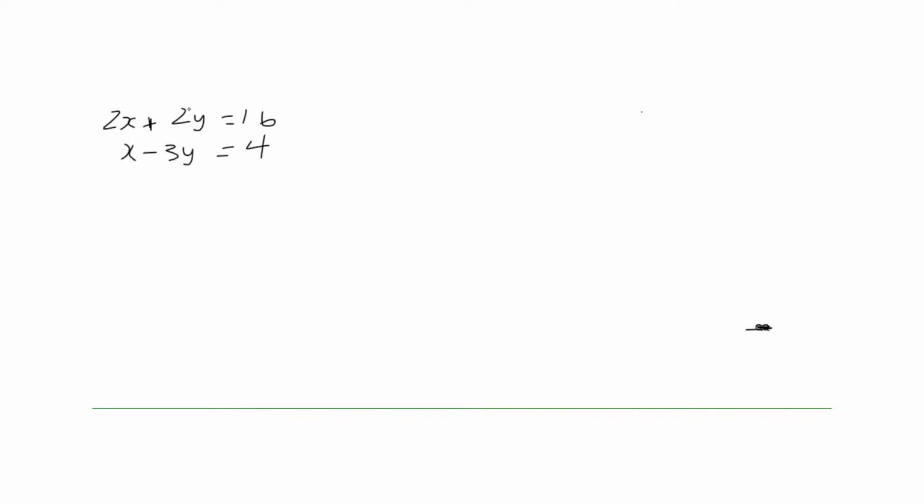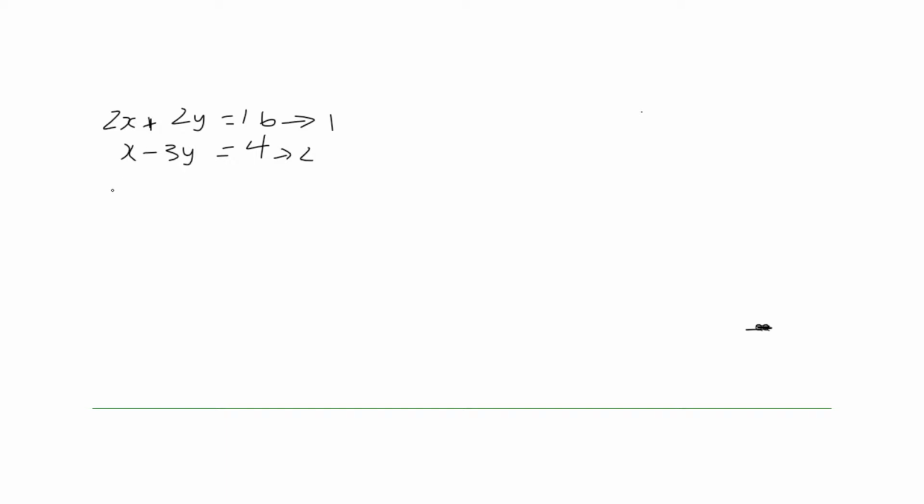Okay, here is the next example. It's similar to the first one, but I'm going to do it a different way. I'm not going to use equation 2 this time, I'm going to use equation 1. So I'm going to call this equation 1 and this equation 2, and I'm going to make x or y the subject using equation 1. I'm going to choose x.